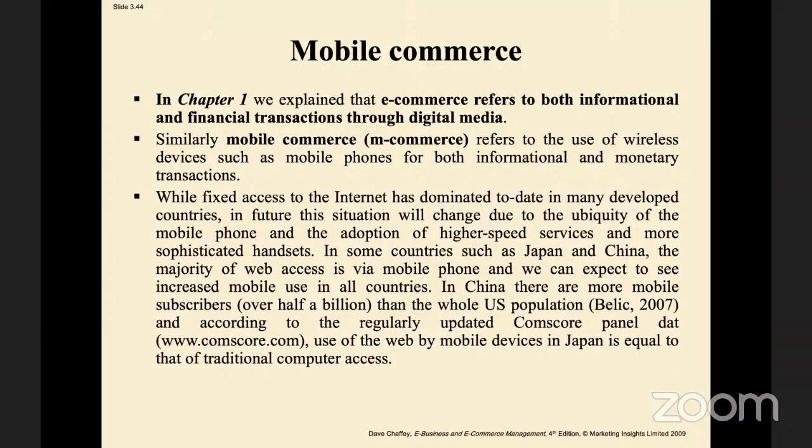And according to the regularly updated Comscore panel data, use of the web by mobile devices in Japan is equal to that of traditional computer access. So it is also a very high number. It is being followed in Japan and in China, but not only there, also in other countries like Malaysia. Nowadays, they are also shifting all their activities to mobile phones.